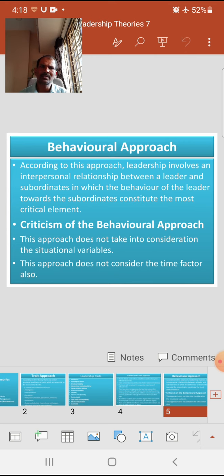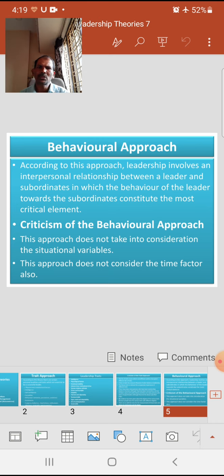The purpose of trait theory was to separate leaders from non-leaders on the basis of traits, whereas the purpose of behavioral theory is to determine how various kinds of specific behavior affect the performance and satisfaction of subordinates.